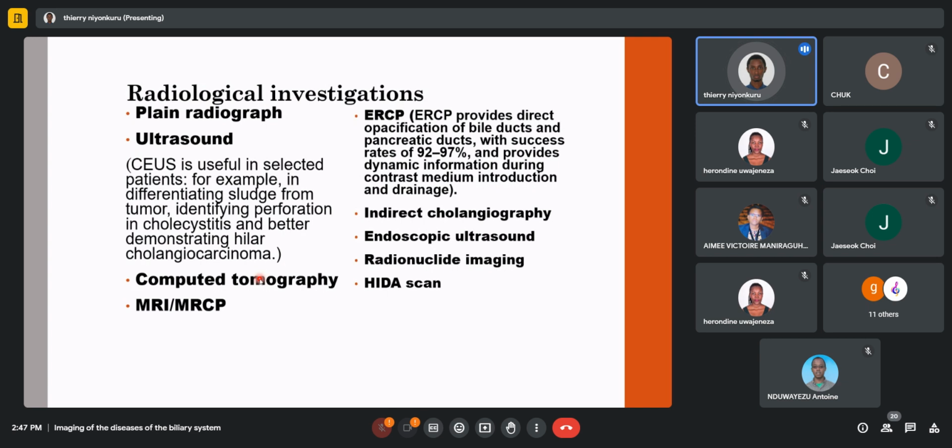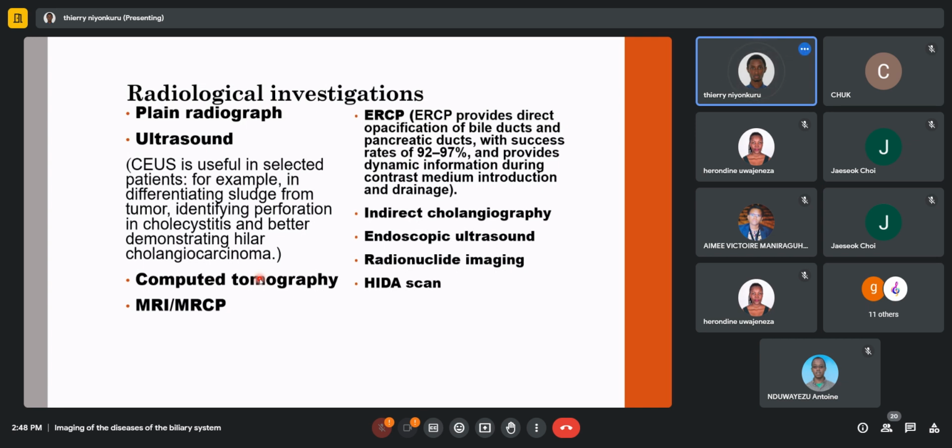So for investigation, the main investigation we use is the plain radiograph. We see in which cases it can be helpful, mainly to aid in diagnosis but not comprehensively. We have ultrasound. There is the formal ultrasound that we do, but there's also contrast enhanced ultrasound, which is used by injecting contrast while performing the ultrasound scan.